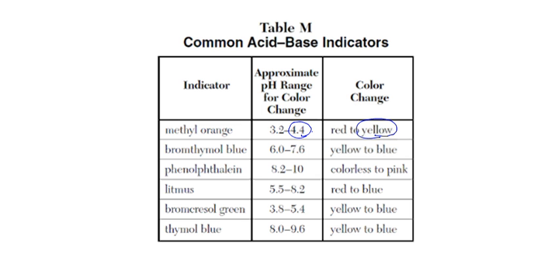If we have a solution in which we put litmus and the litmus turns red, then the pH of that solution is less than 5.5. So by using these two indicators, we can see that the pH of that particular solution is above 4.4 but under 5.5. And this week's lab deals with using indicators to determine the pH of different solutions.